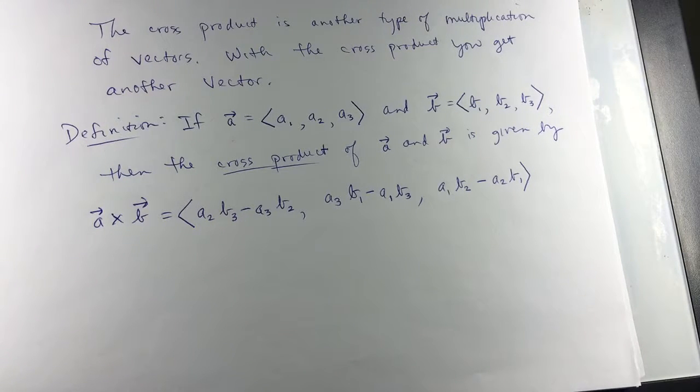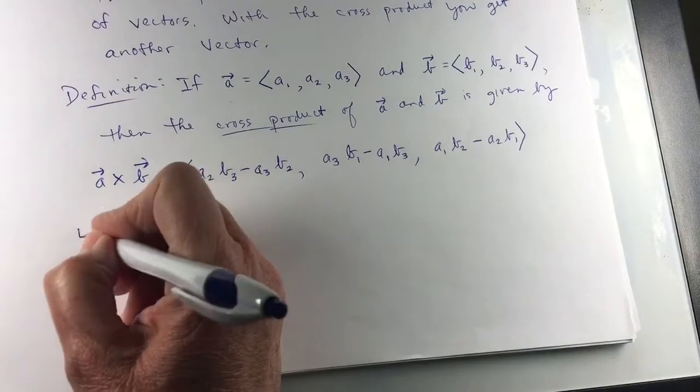To work a problem with a cross product, you could memorize the formula and work it out. Now, we do have an alternate way that you could work it, so I'll show you both ways. Let's do a problem with the formula here. So I'm just going to pick a problem. Here's an example.